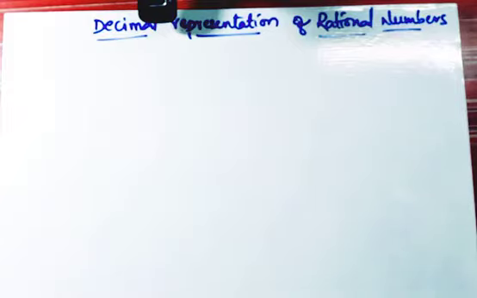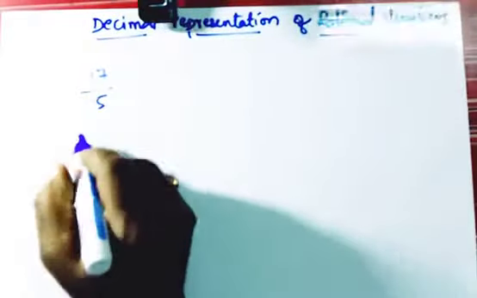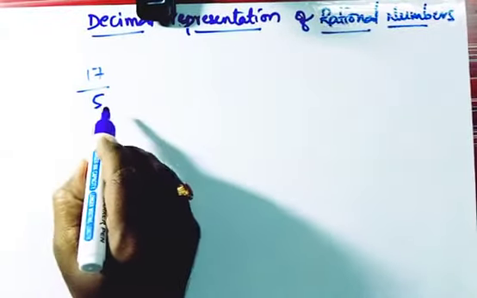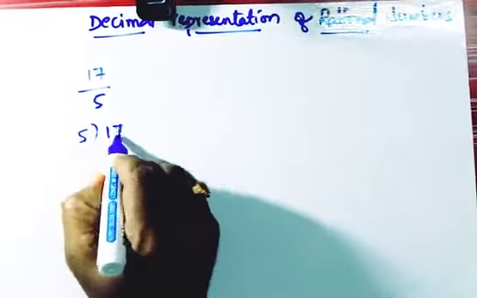To convert a rational number into a decimal, we use the division method. For example, consider 17 by 5. We are doing the division to find the decimal number, so we are dividing 17 by 5.